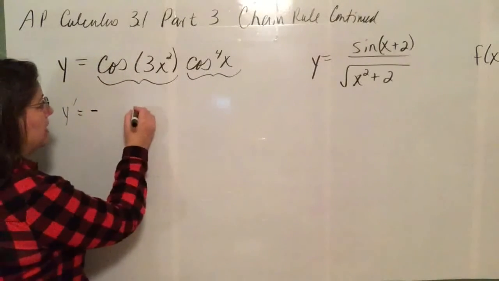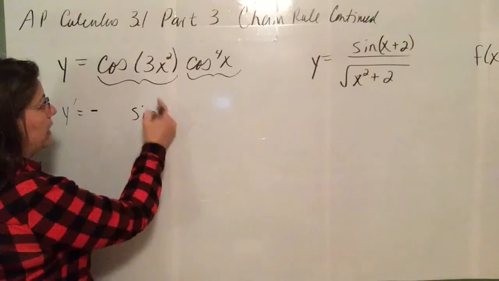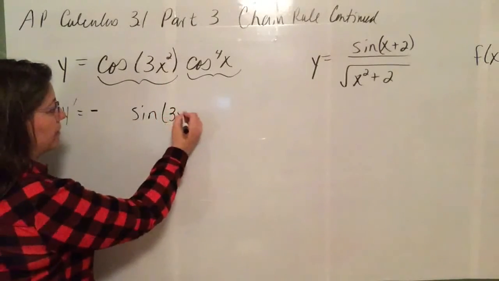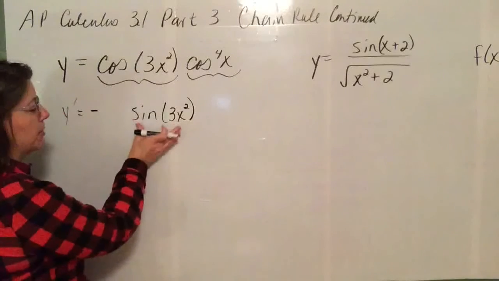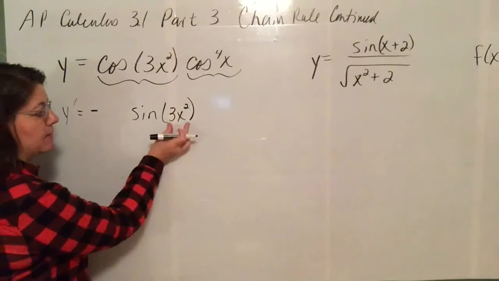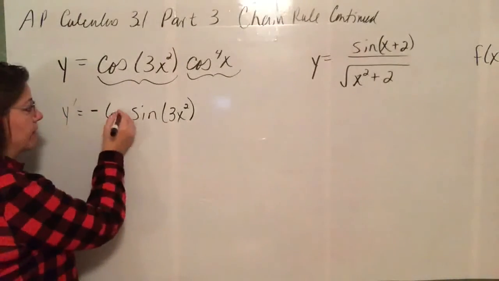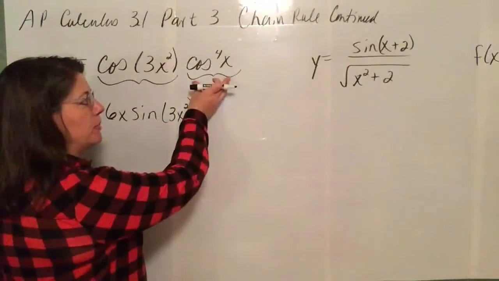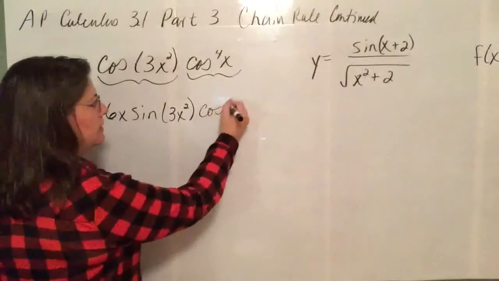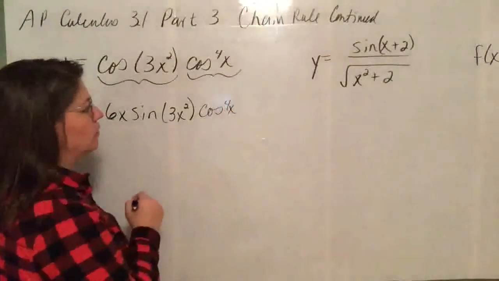So to take the derivative of the first thing here, we know that the derivative of cosine is negative sine. We keep the angle part, 3x squared. And then to complete that derivative, the chain rule says we have to take the derivative of the angle part, or the inside part. So that would be 6x. And then we have to multiply by the original second. So that would be cosine to the fourth x.